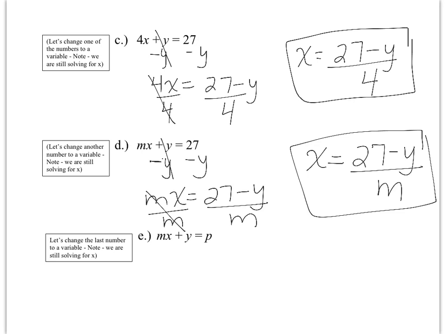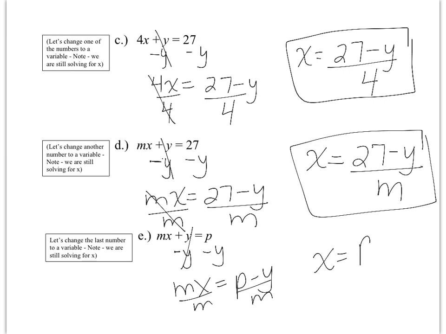Now the next one, same problem again, except now I've replaced the 27 with a p. So it's the same process still. If the directions say solve for x, we're trying to get x alone. We subtract y from both sides. We get that mx equals p minus y, and then we divide everything by m, and we get that x is equal to p minus y over m.